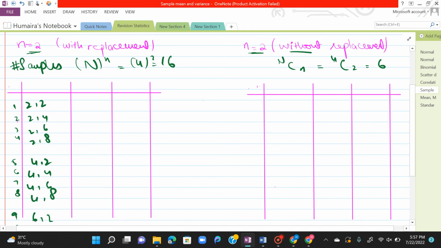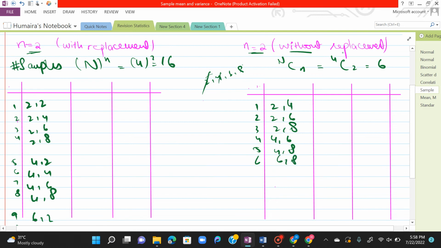But over here, let's see how I make the samples for without replacement. I need to make 6 samples. How will I make the 6 samples? It's not 2 with 2, because it's without replacement. I have taken out 2, so don't take it again. What is the population? 2, 4, 6, 8, right? So 2 with 4, I cannot take 2 with 2. 2 with 4, 2 with 6, 2 with 8. Now 2 has done all the pairing. Throw away 2, come with 4: 4 6, 4 8, and then lastly 6 8.